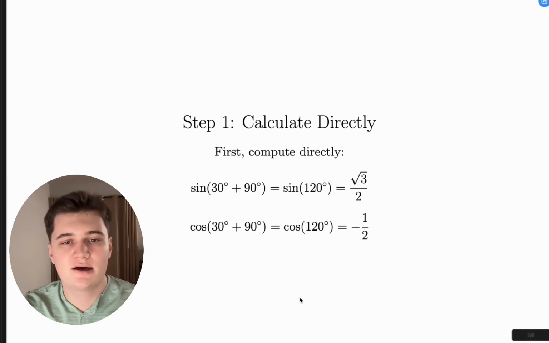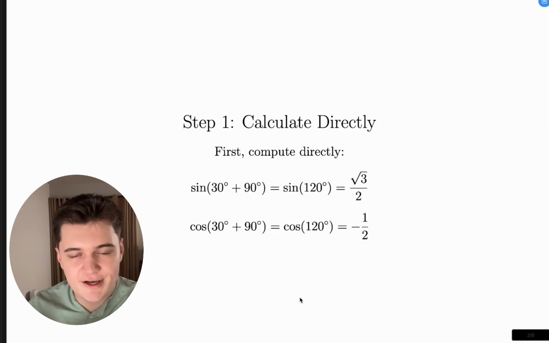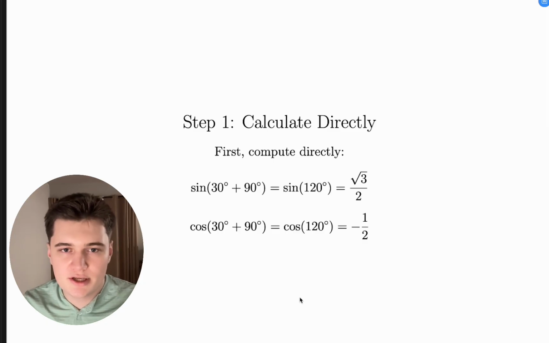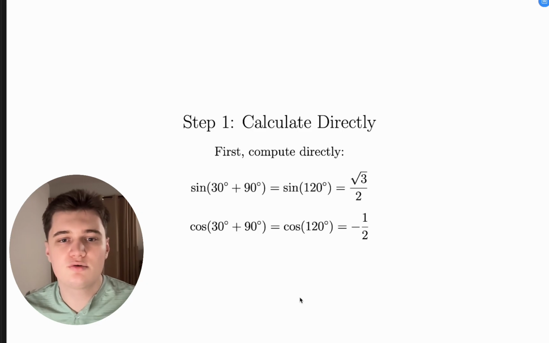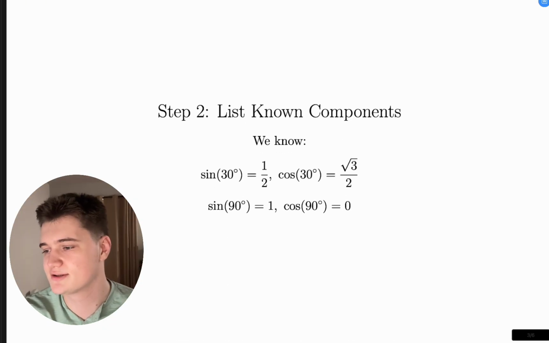Let's do the first step. It's going to be a direct calculation where sine of 30 plus 90 is going to equal sine of 120, which equals square root 3 over 2. And cosine of 30 plus 90, which is cosine of 120, is going to equal negative 1 over 2. So let's take a look at step number 2.